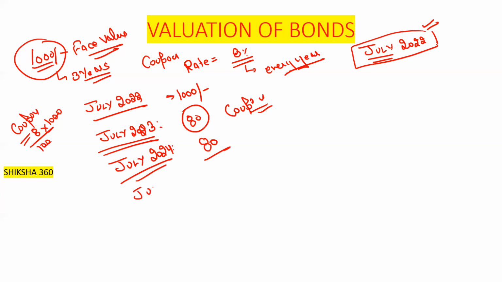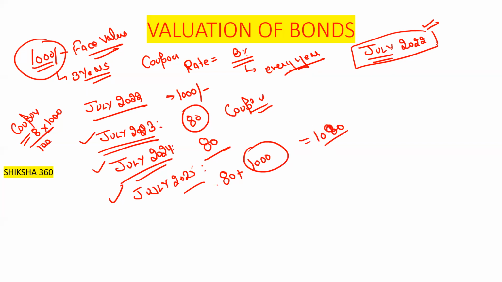Similarly, in July 2025, 1 year, 2nd year, 3rd year, along with the interest. That is, along with the coupon, that is 80 rupees, you will get your principal also back. So in the year 2025, how much amount in total will you get? That is 1080.